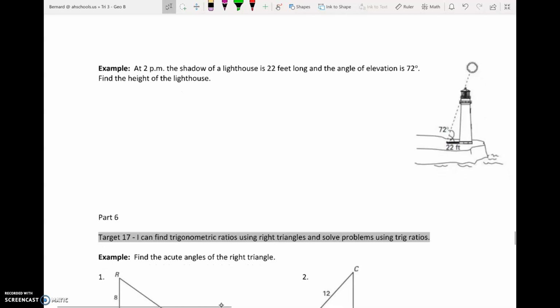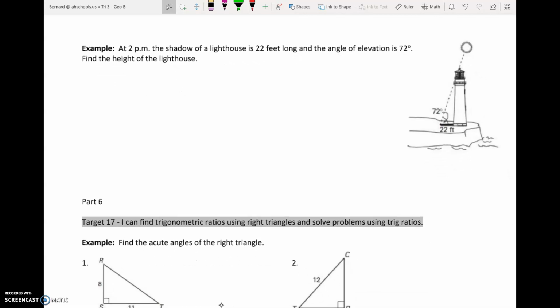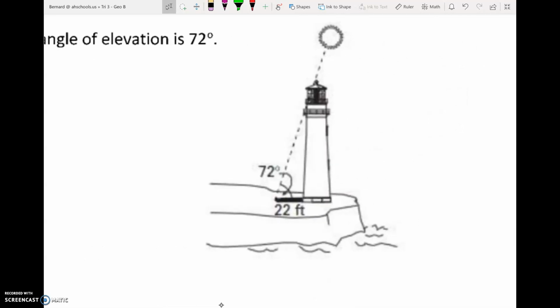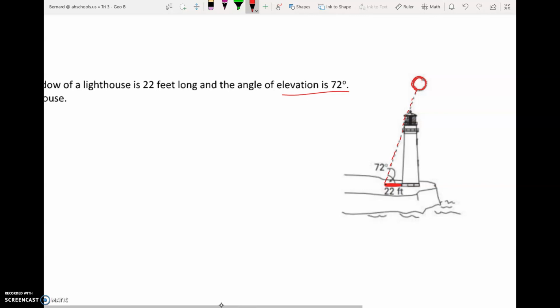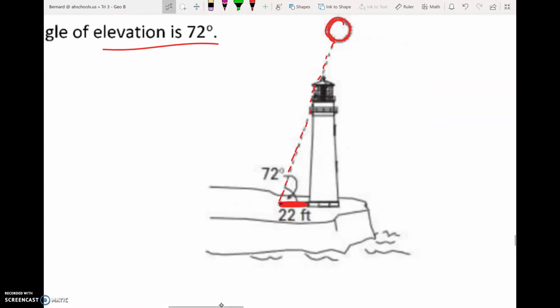So example, at 2 p.m., the shadow of a lighthouse is 22 feet long, and the angle of elevation is 72 degrees. Find the height of the lighthouse. And so I want to zoom in on this picture here. There's our sun right here, and it is beaming down, hitting the corner of the lighthouse. On the bottom, the lighthouse is casting a shadow. It's 22 feet long. And they tell us that the angle of elevation is 72. Where that shadow is, that's what we consider our horizontal. And then maybe we're looking up at the sun, obviously you don't want to do this, and that 72 degrees is that angle there.